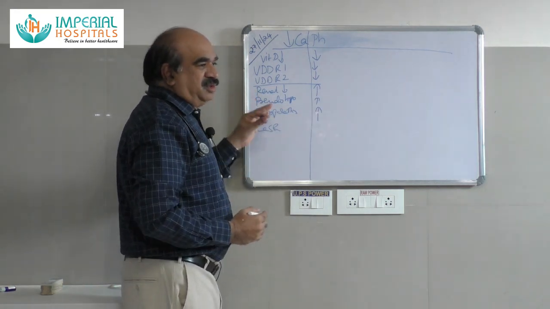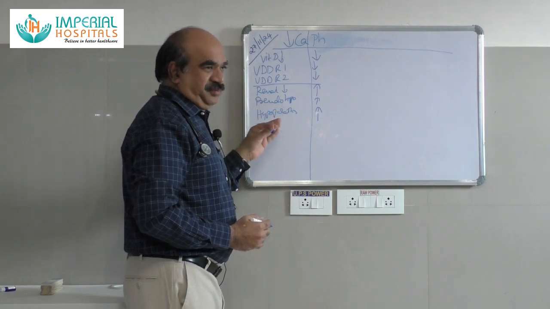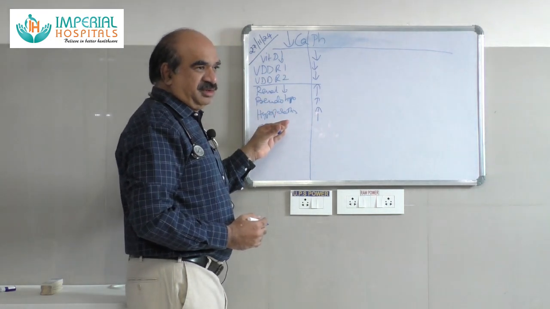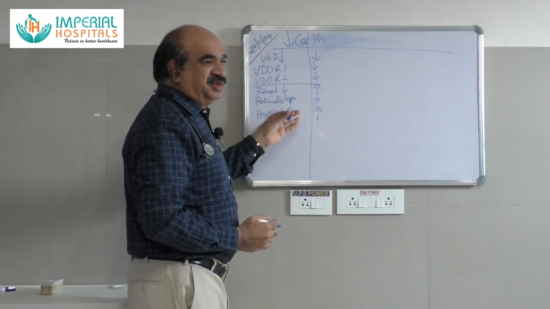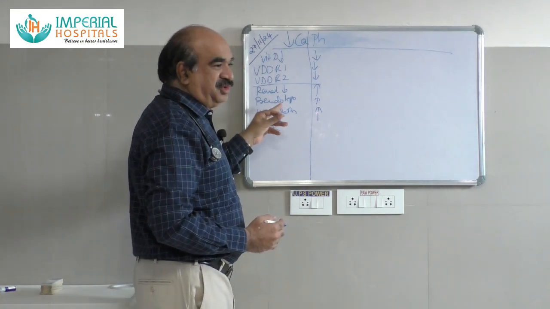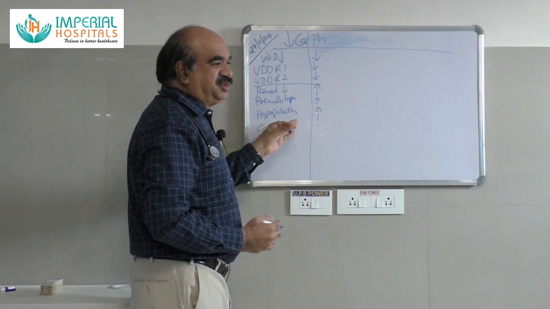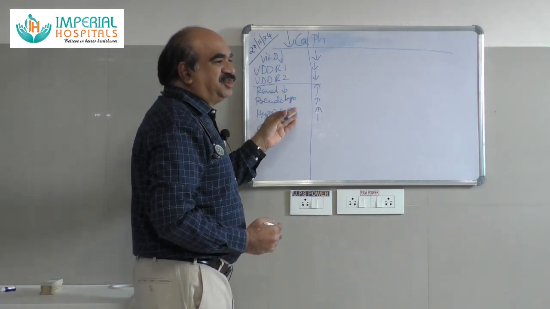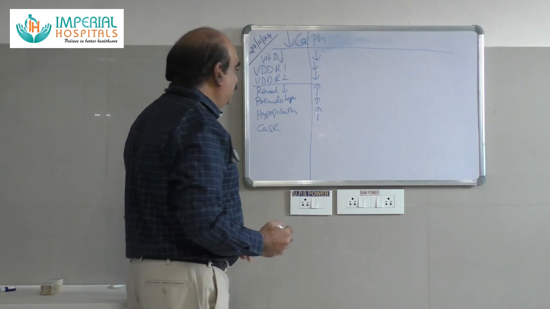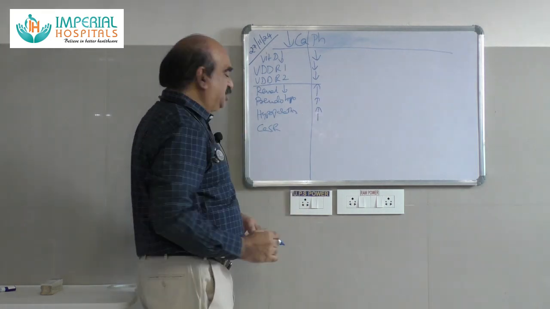Pseudo-hypoparathyroidism means again PTH receptor resistance. So PTH levels will be high, but there is resistance in the receptor. The difference between these two is in hypoparathyroidism, PTH is low. In pseudo-hypoparathyroidism, PTH is high, but there is resistance in the PTH receptor. Okay, phosphate levels are high in these two conditions.